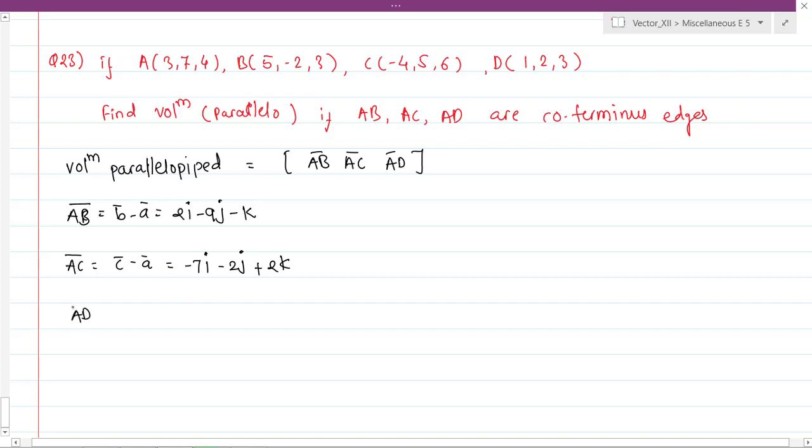Then find out AD bar, which is equal to D bar minus A bar, which is equal to (1 minus 3) minus 2i, (2 minus 7) minus 5j, and (3 minus 4) minus k. So these are the three vectors we have with the coterminous edges of the parallelepiped.